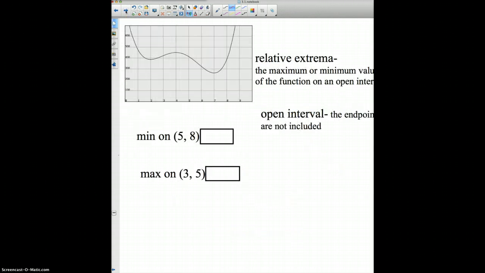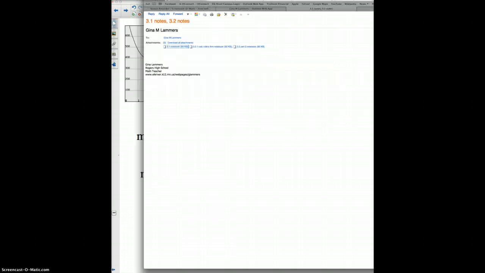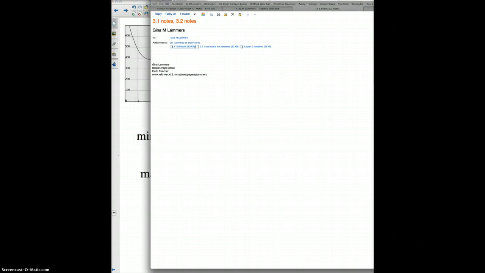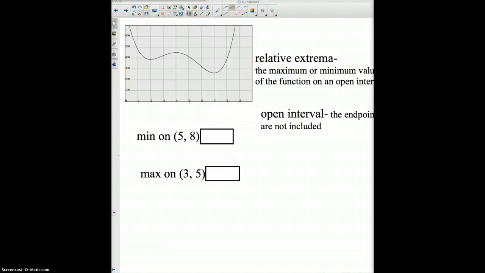Well, what if we're talking about an open interval? Oh, I guess you don't want to see that. What about if we're talking about an open interval?